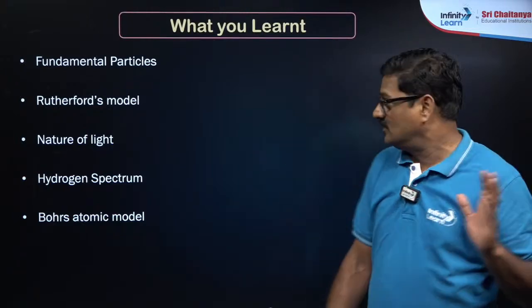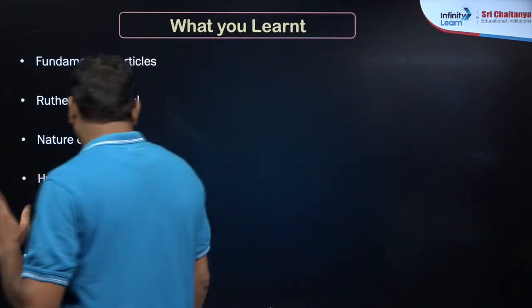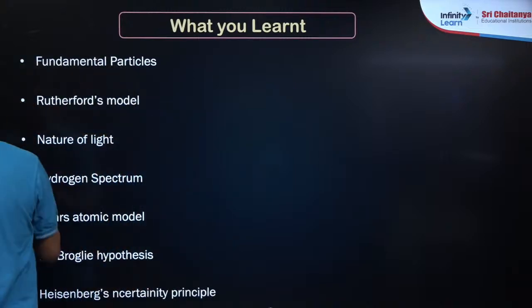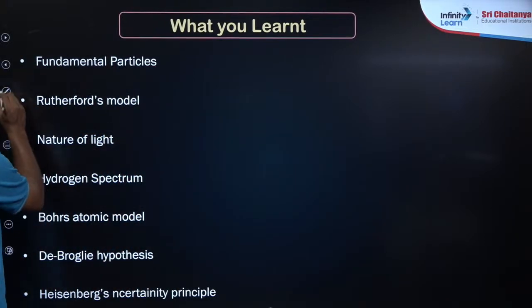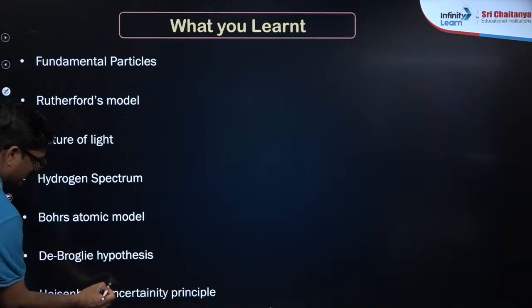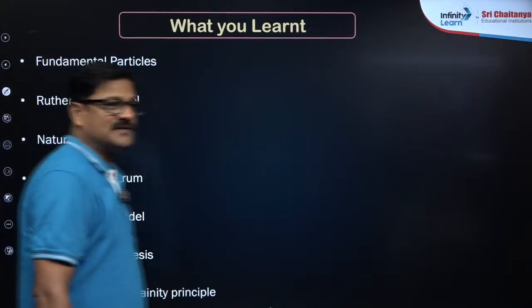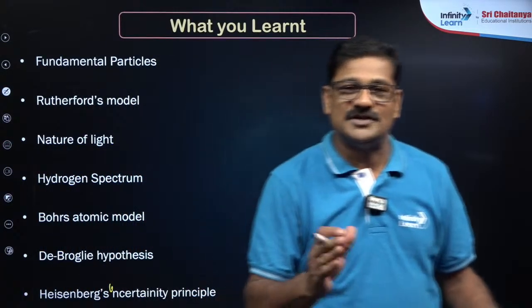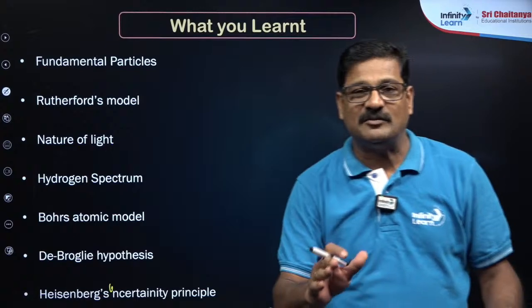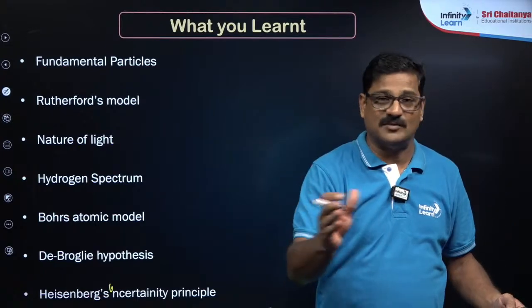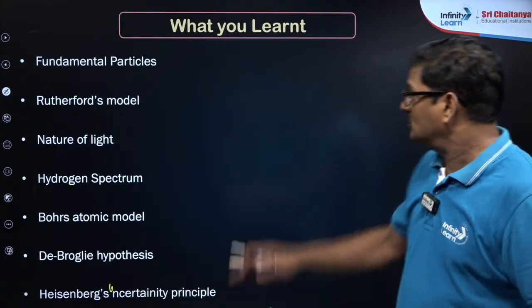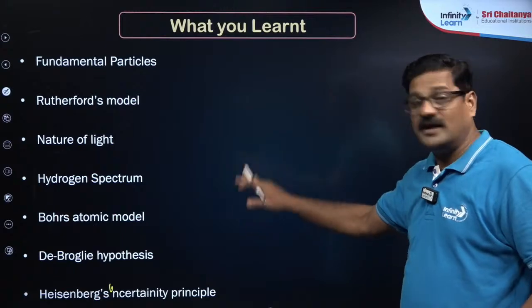Okay, so after the de Broglie hypothesis, and after that the Heisenberg uncertainty principle. In the Heisenberg uncertainty principle, we can see the electron position and the momentum cannot be determined accurately and simultaneously. So these are the things already covered.